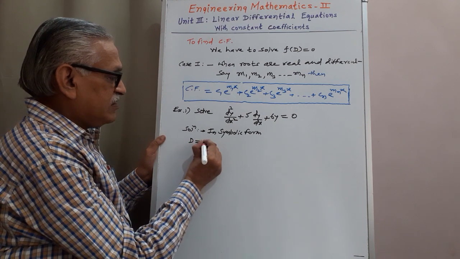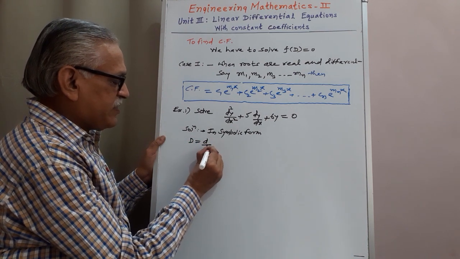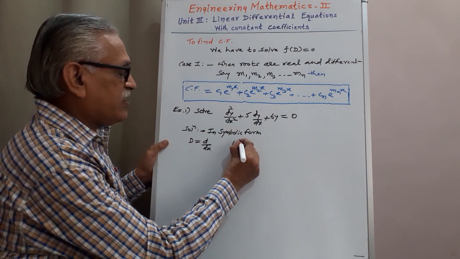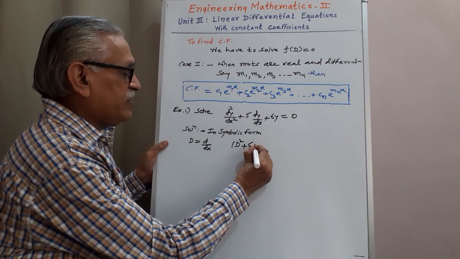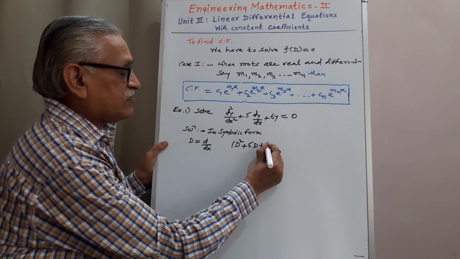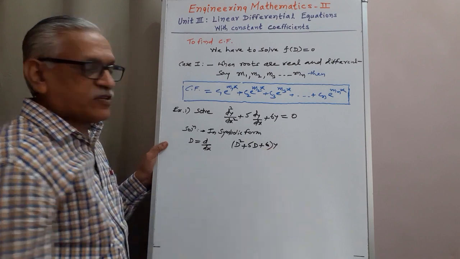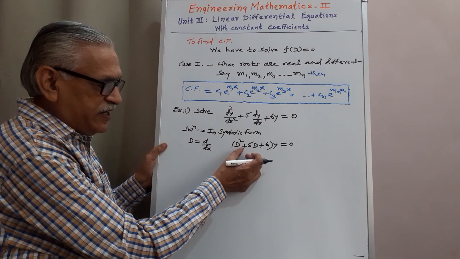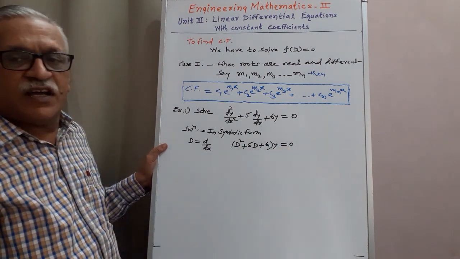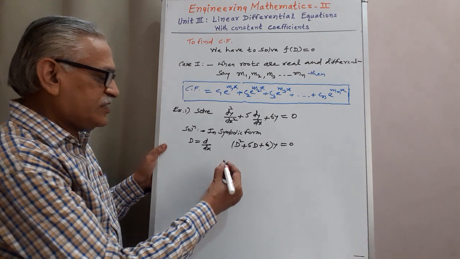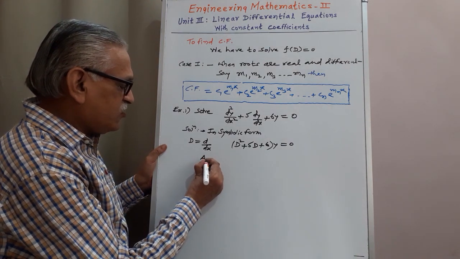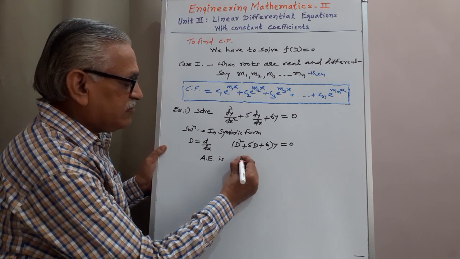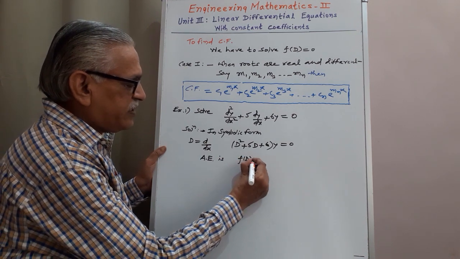Replacing that operator d by dx by capital D, we get that equation as D square plus 5D plus 6 into y, operator on y, equal to 0. Therefore, f of D operator on y equal to 0. That is the general form of any linear differential equation. Then we have to write down the auxiliary equation. Auxiliary equation is f of D equating that to 0.